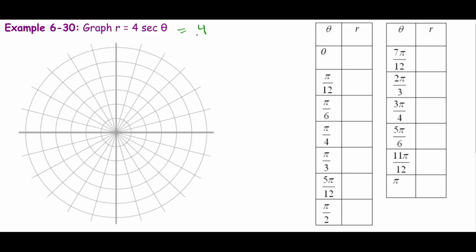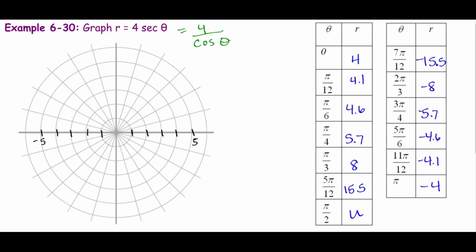All right, one more example here, and this time we have r equals 4 secant theta. So remember, I can rewrite this as 4 over cosine of theta. So again, the first thing I'm going to do is fill in my table. Okay, so once I have my points in my table, then I'm going to start plotting them. So remember, again, this is going to be (4, 0), (4.1, pi over 12), etc.